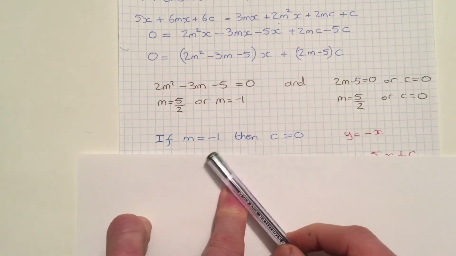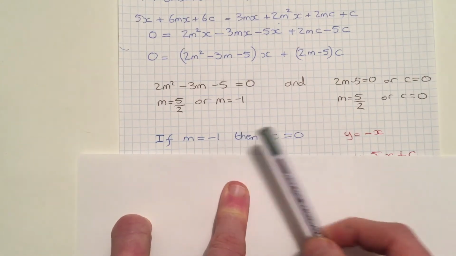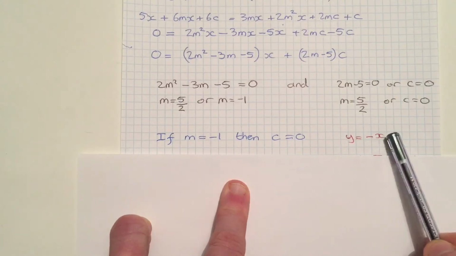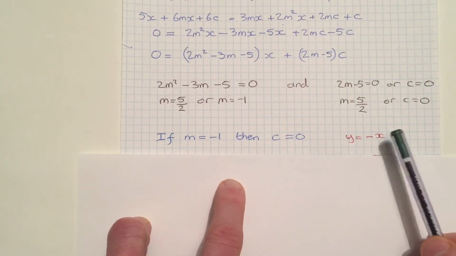So y equals mx plus c, so y equals minus 1x plus 0. There we go. This is an invariant line.